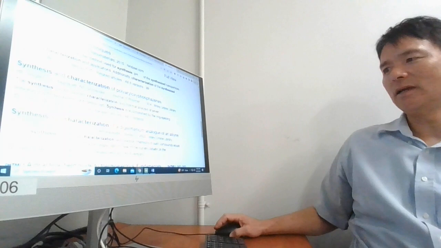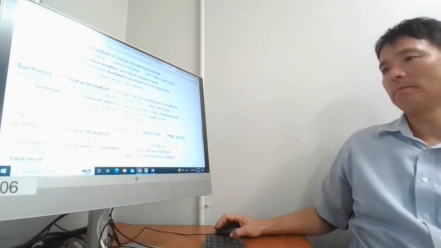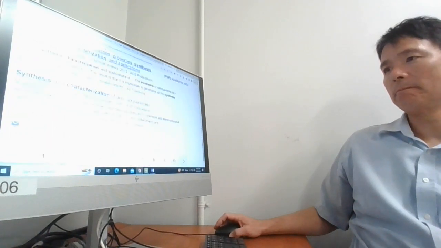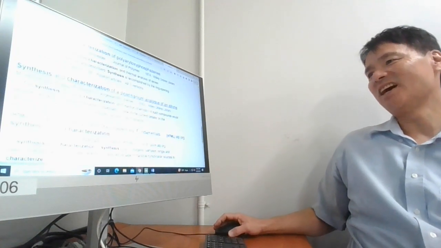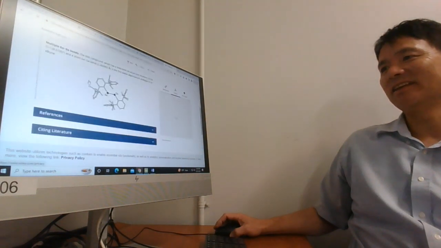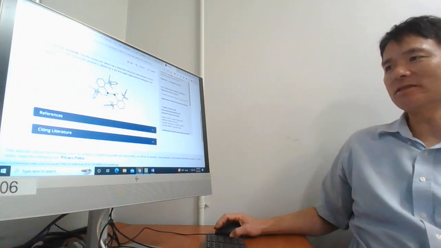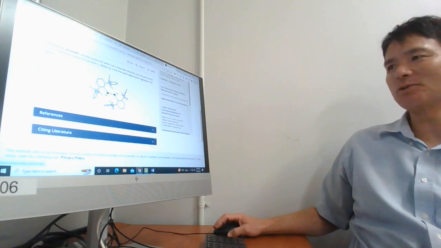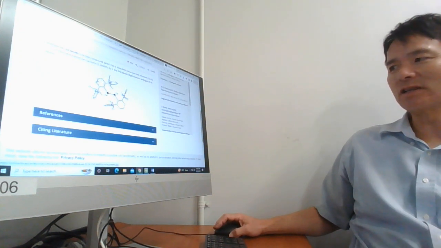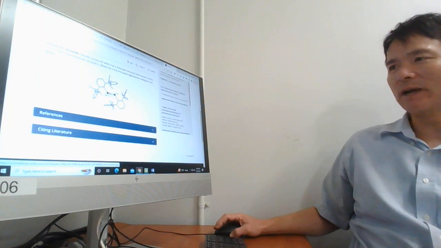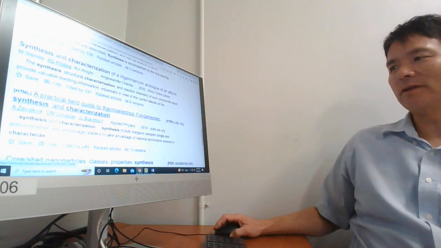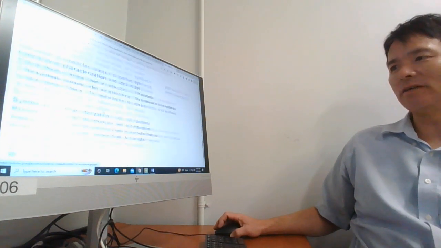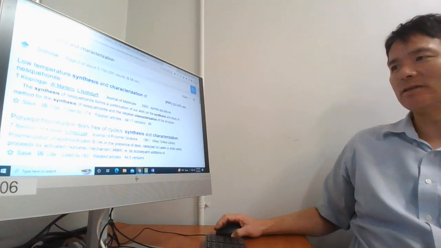Let's look at this one here. Synthesis of digermanium. There are lots. This is a graphical abstract. This is not normally done, but this is just because they're interested in the crystal structure of this. So this is actually from the X-ray data. And they have this germanium-germanium bond, which is the whole focus of this paper. So a lot of these aren't so interested in the synthesis itself.